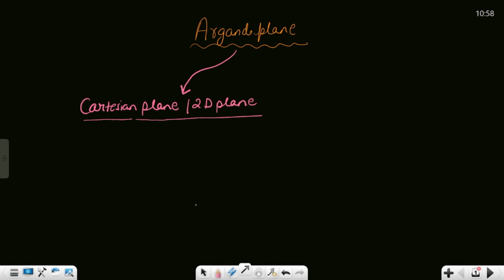Basically it consists of one horizontal axis and one vertical axis. The horizontal axis is called what? X-axis, x dash, and the vertical axis is known as y dash. It is called the y-axis. So this is our 2D plane, or Cartesian plane, or coordinate axis system.